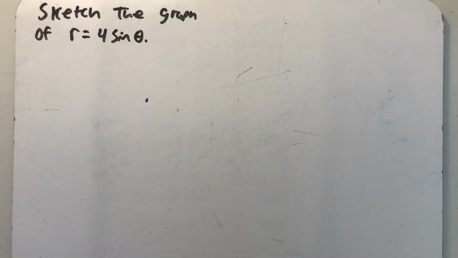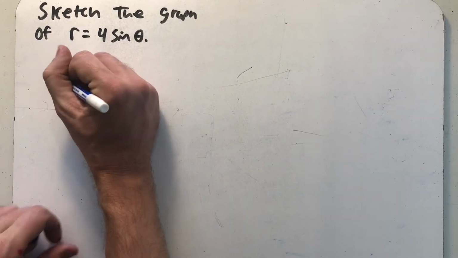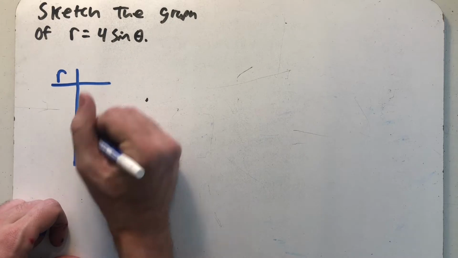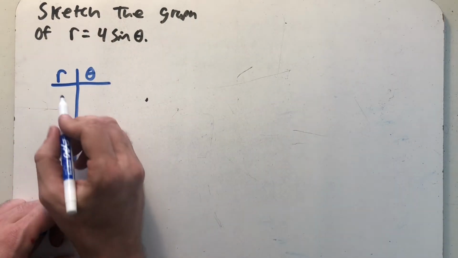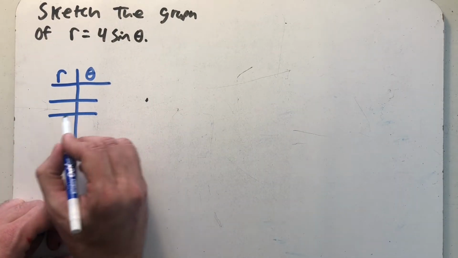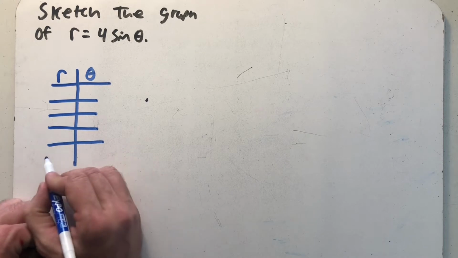We've been asked to sketch the graph of r equals 4 sine theta. So I'm going to do this by plotting points. A nice happy polar function, right? R is defined as a function of theta. So I'm going to choose some thetas and find some r's.